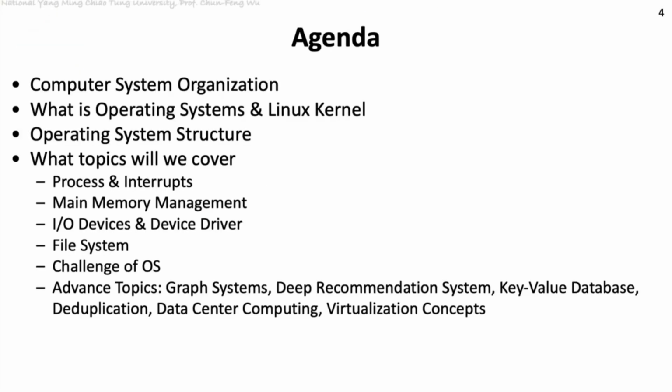We'll first point out the computer system organization, because even though the operating system is software, the hardware part is actually quite important. If you are going to know how an operating system works, you also need to know how the CPU works, like accessing memory and accessing hardware devices. So the first one is computer system organization.